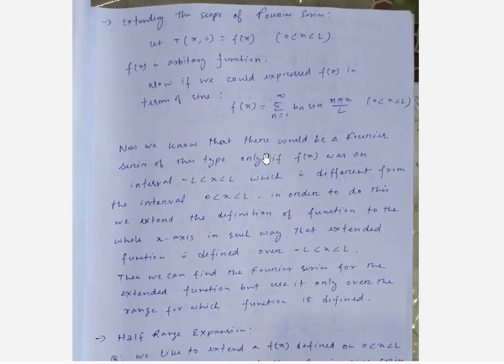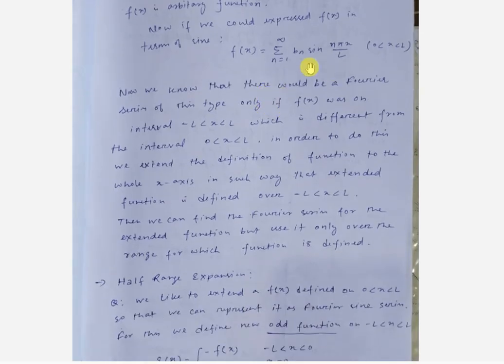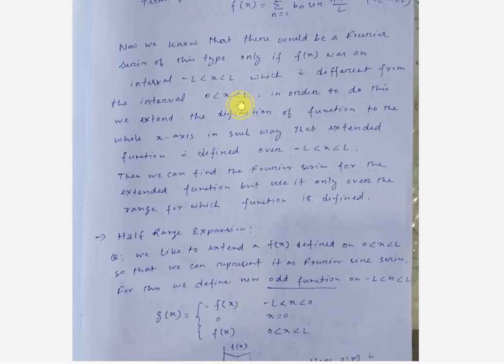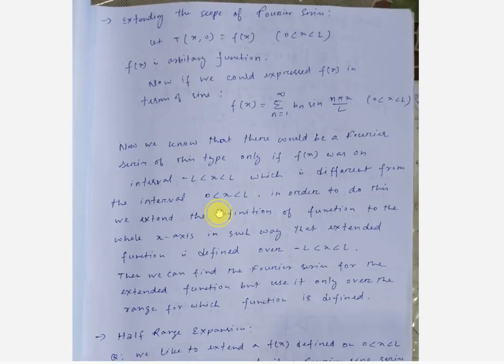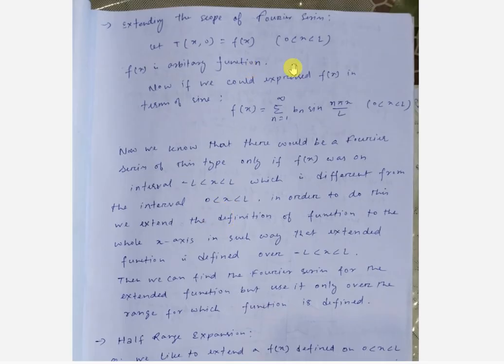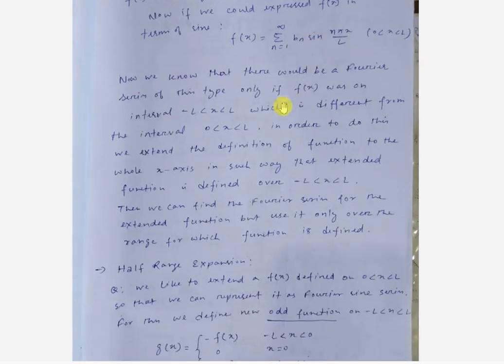We are going to extend the scope of this Fourier series. So let f of x be a function defined on 0 to L. If it is an arbitrary function, now if we could expand f of x in terms of sine, it would be like this only. Now we know that there would be a Fourier series of this type only if f of x was on the interval minus L to L, which is different from 0 to L, right? Because f of x is in 0 to L, but this is possible only for minus L to L.